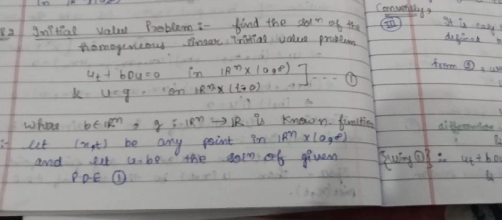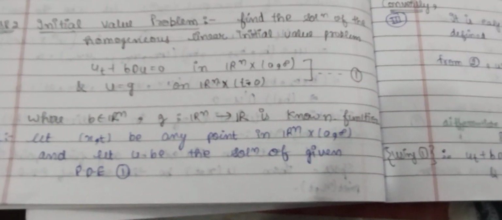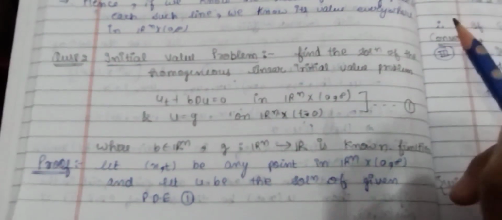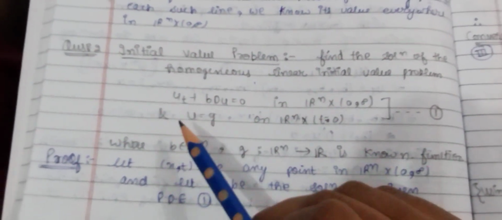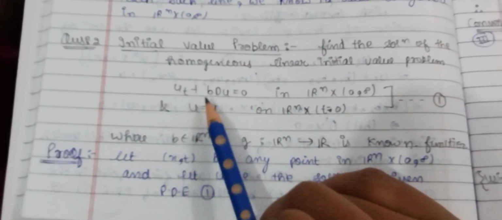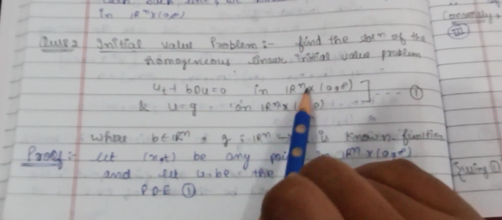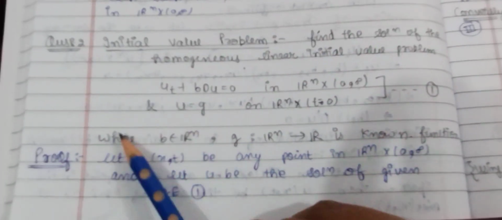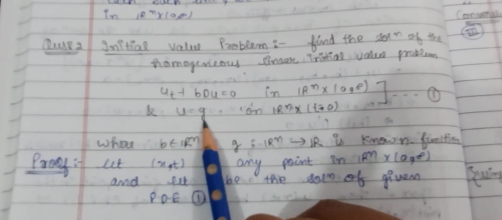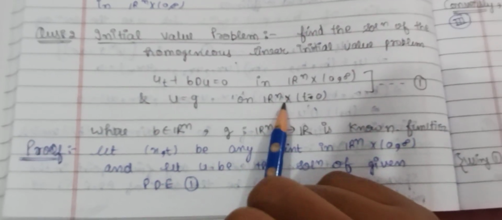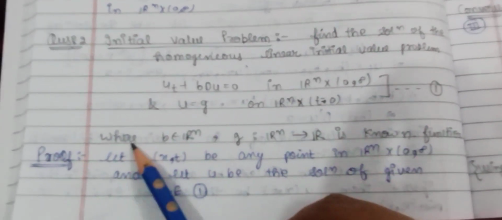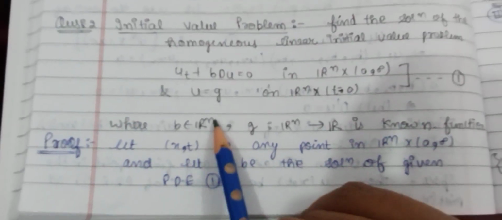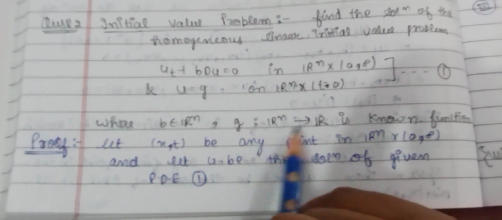So the very first theorem in this partial differential equation is the initial value problem. What does it say? Find the solution of the homogeneous linear initial value problem, the transport equation, u_t plus b·Du is equal to 0 in R^n cross (0, infinity), with initial condition u is equal to g on R^n cross t is equal to 0, where b is a vector from R^n and g is a function from R^n to R, which is a given function.